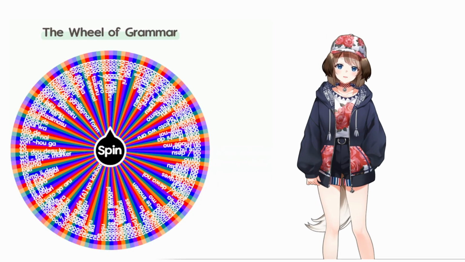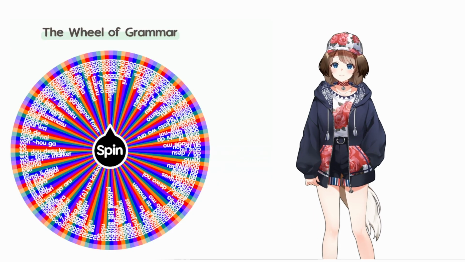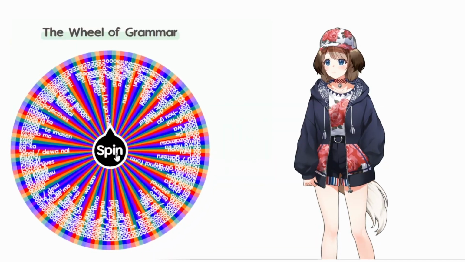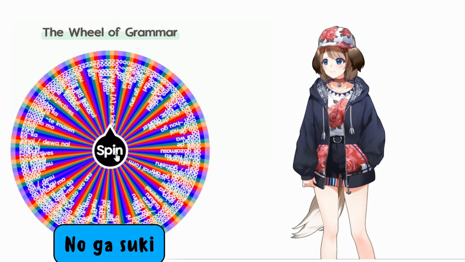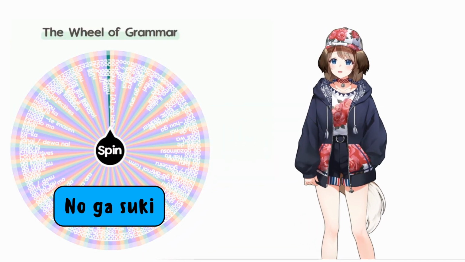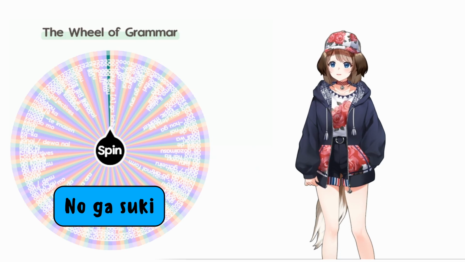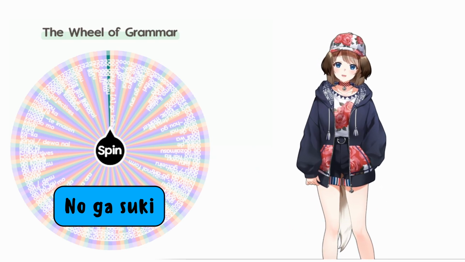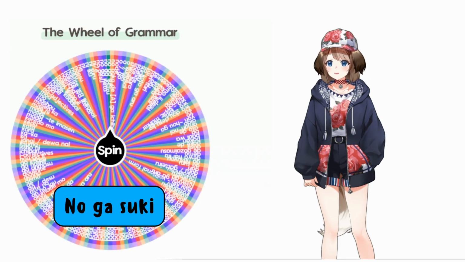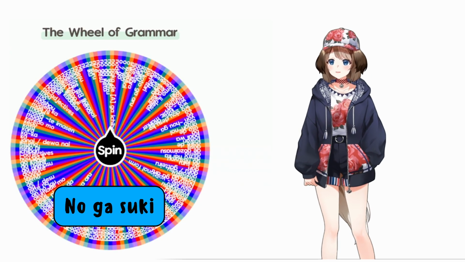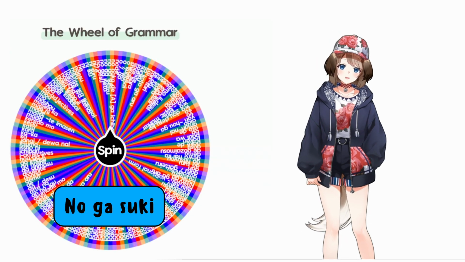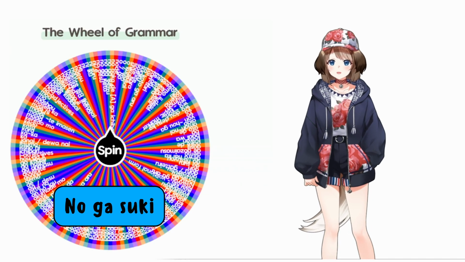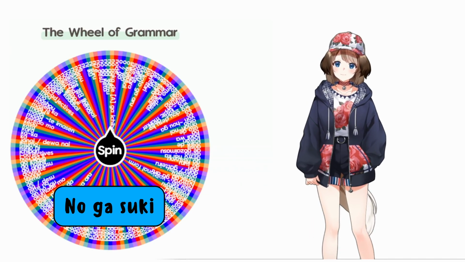Alright, so looking at our Wheel of Grammar, let's see what we have coming, and it looks like it's going to be no ga suki ですね。No ga suki. No ga suki is a grammar form that means to like doing something. So next week we will explore things that we love doing, just like I love teaching. And I love teaching all of you. It's so very, very fun for me.